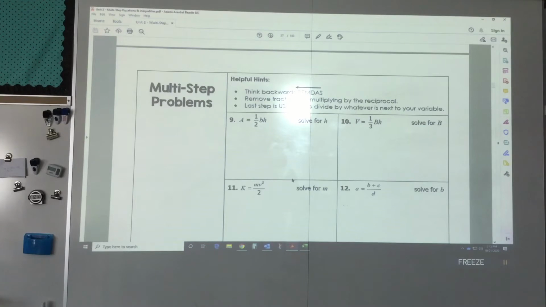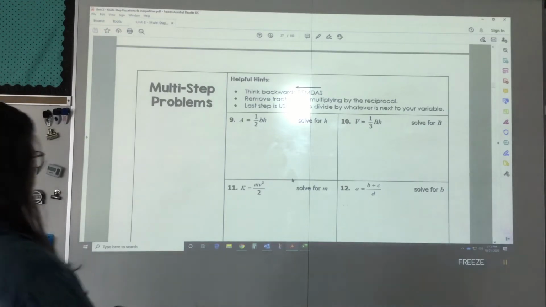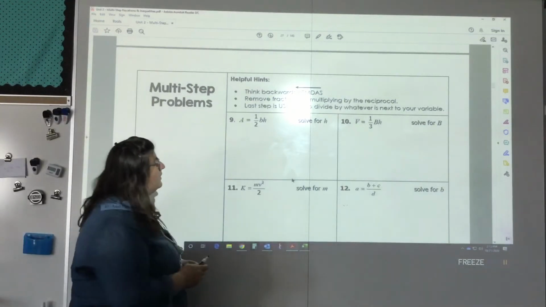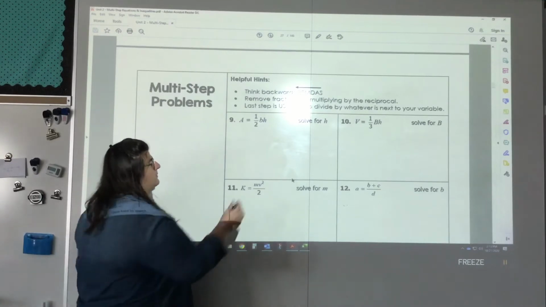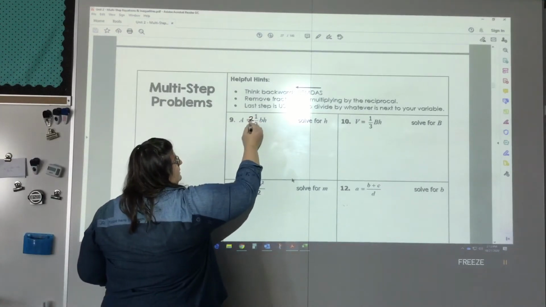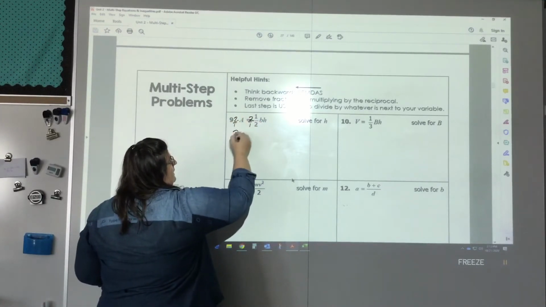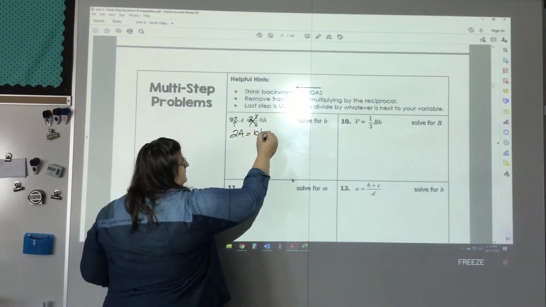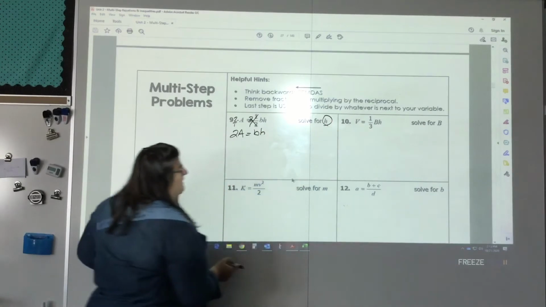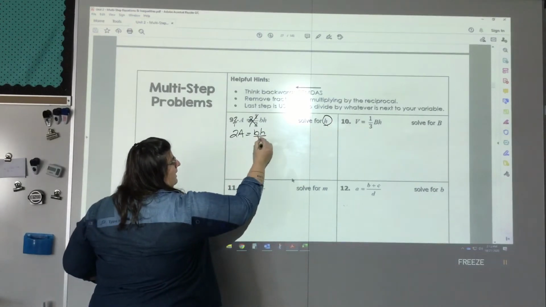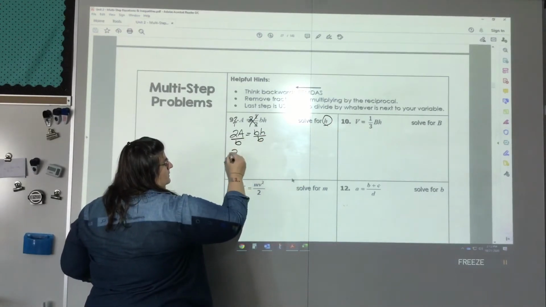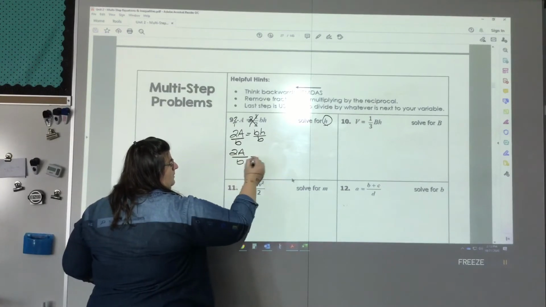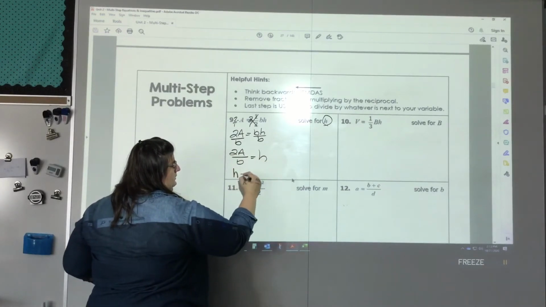All right, so looking at number 9, I want to get rid of that fraction. The reciprocal of 1/2 is 2, so I'm going to multiply both sides by 2/1. So I've got 2a equals b times h. We're solving for h. Getting h by itself, we're going to divide by b. So I've got 2a over b equals h.